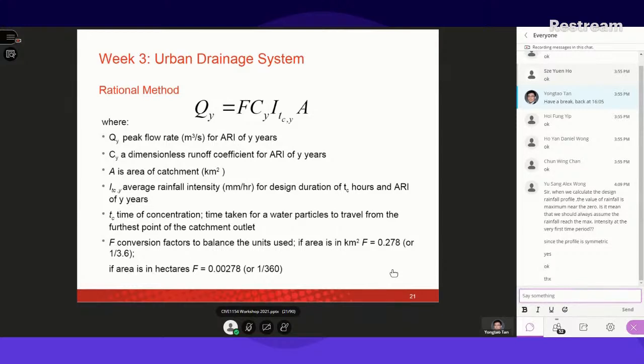I is the intensity, the average rainfall intensity. This intensity is from the IDF curve. A is the area of the catchment, and T is the time of concentration. Because I just mentioned that in the rational method, the time of rainfall is the time of concentration, meaning the time taken for the water particles to travel from the furthest point, the remote point, to the catchment outlet.